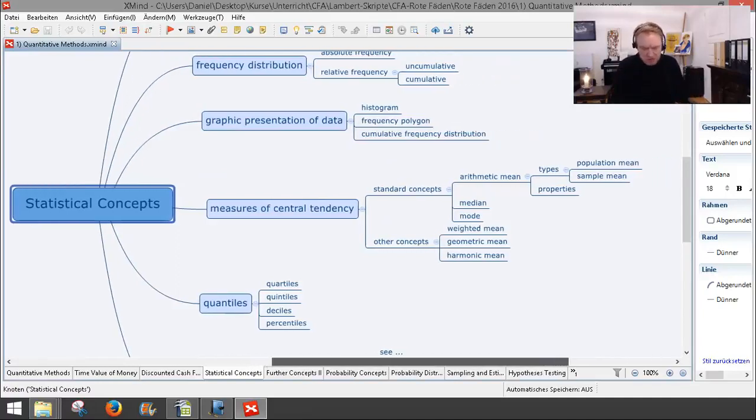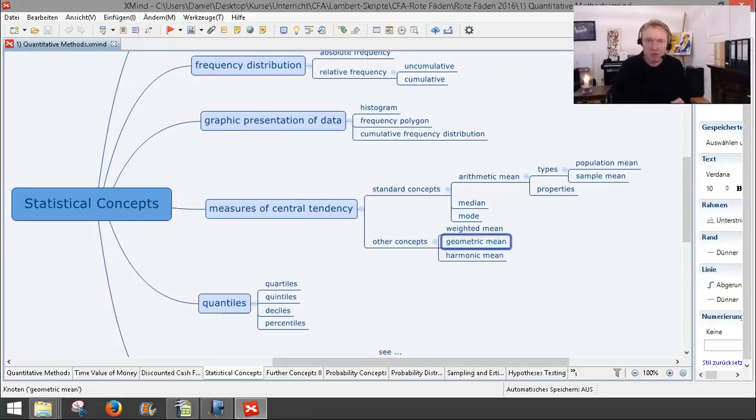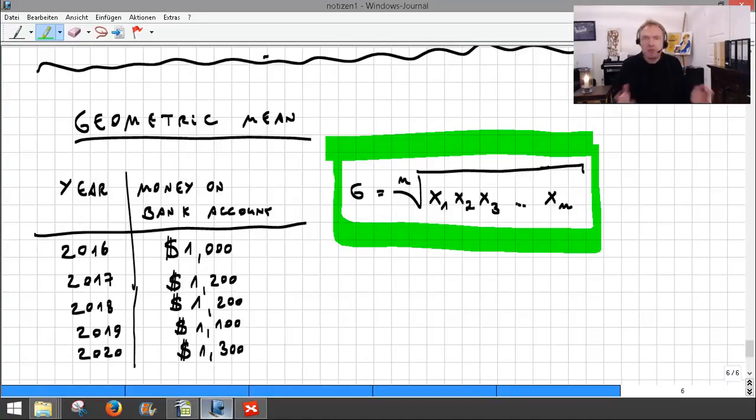Here we have measures of central tendency. We'll be talking about the geometric mean. When do we use the geometric mean? How can we compute it? And so on.